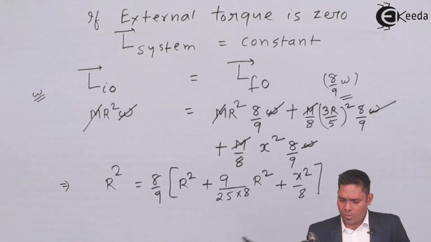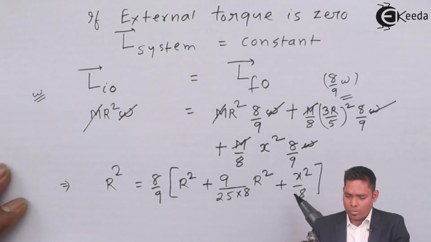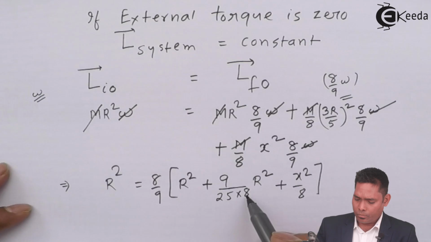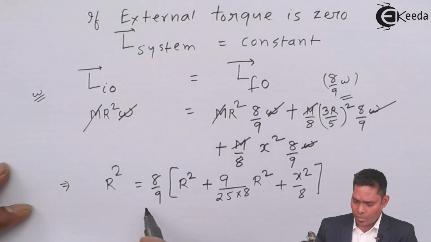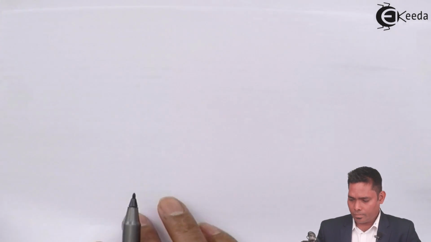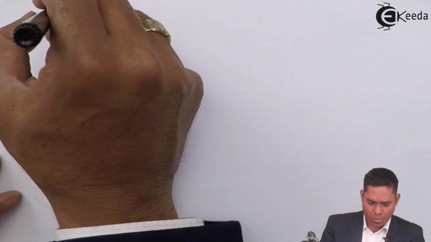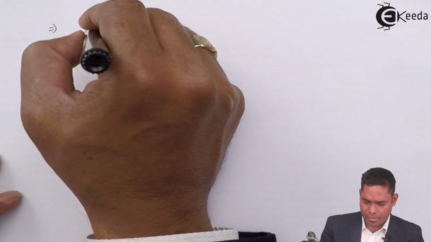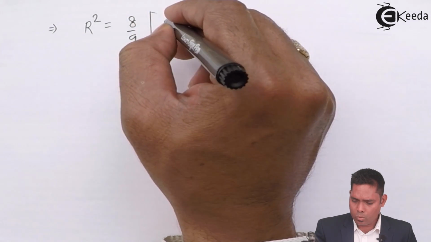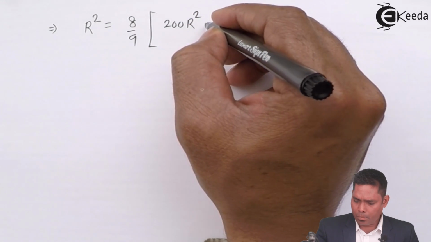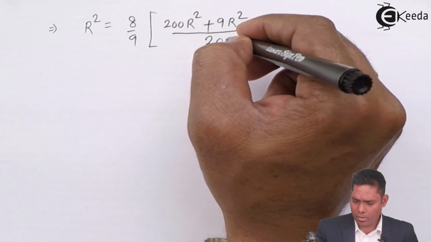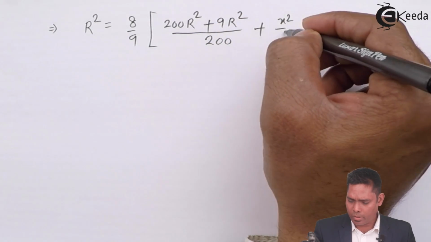Okay, now from here, this is 25 times 8, 200, so this is 200 r square. I'll write this implies that r square is 8 over 9 times 200 r square plus 9 r square divided by 200 plus x square over 8.